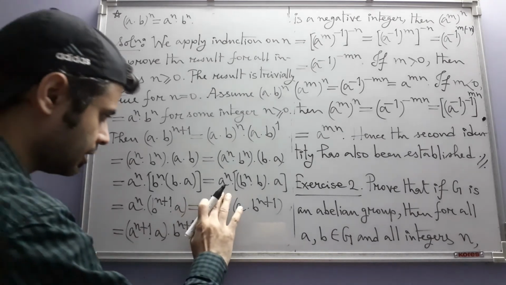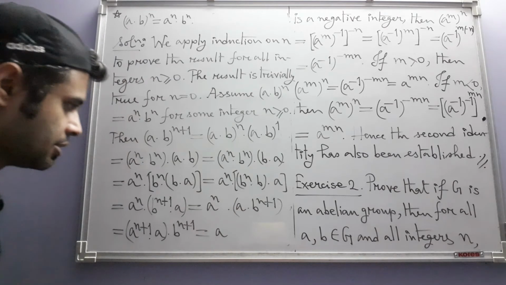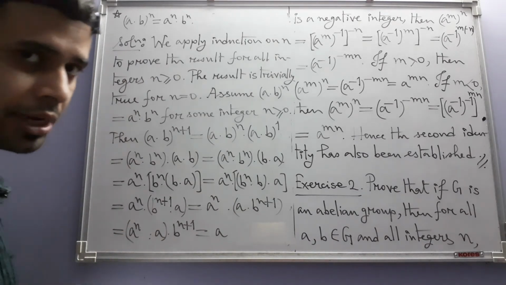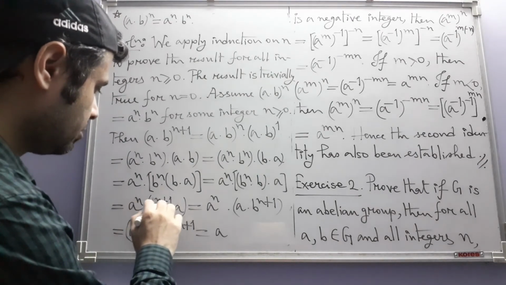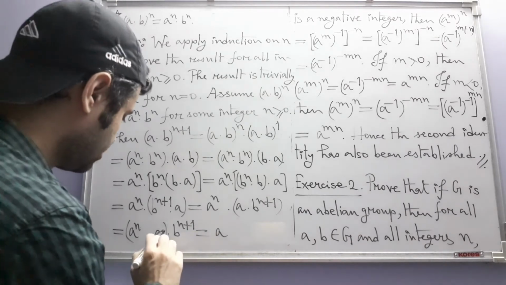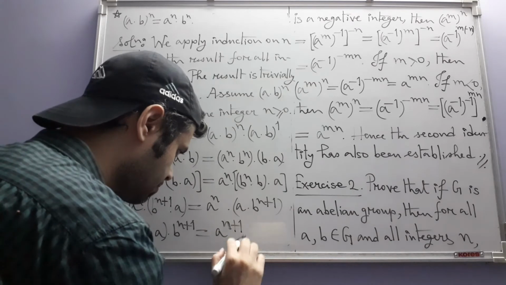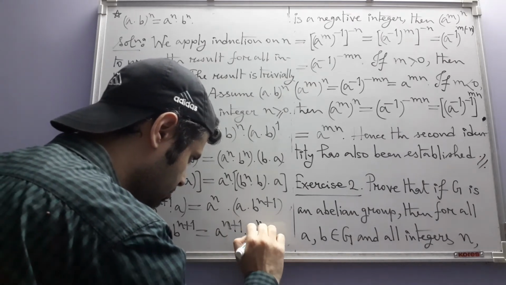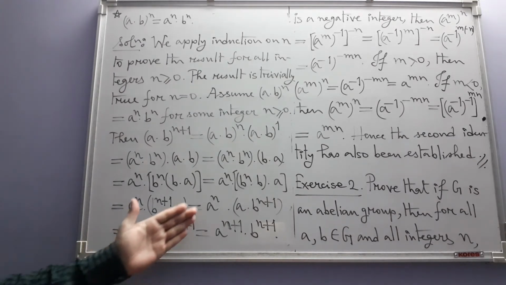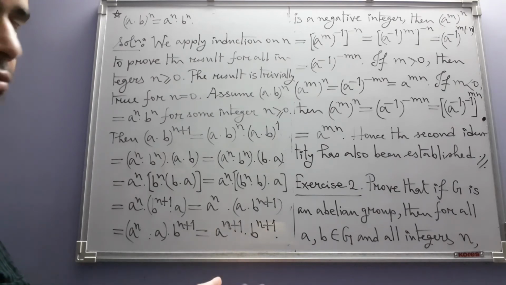See, without noticing we make such mistakes. I had n plus 1 in my mind, so inadvertently I wrote n plus 1 here itself, so that's a mistake. Now I have n plus 1. Okay, so this proves the result for all non-negative integers n. Now we go to the negative part.